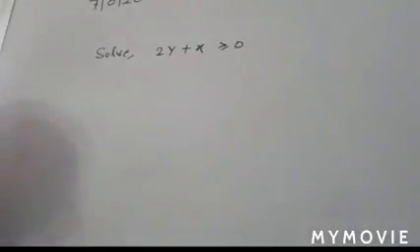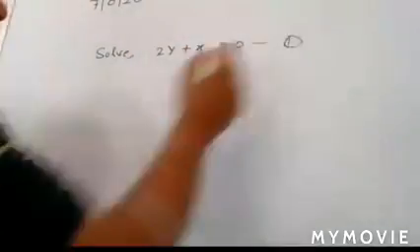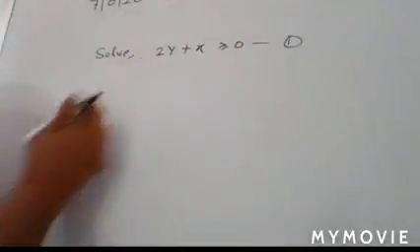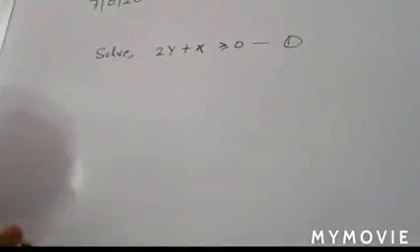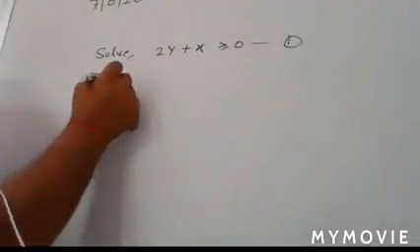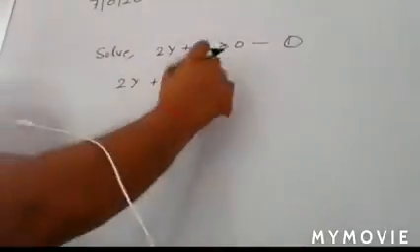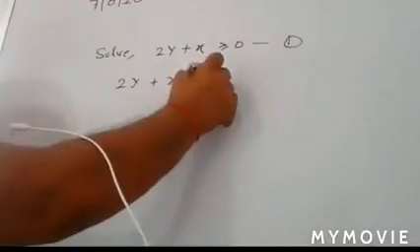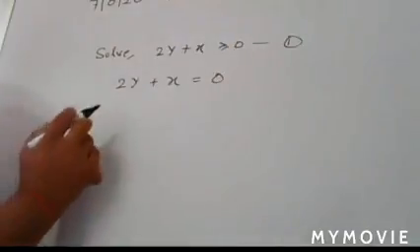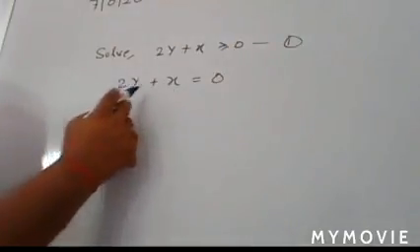Just look at your inequation very carefully. This is not completely in the form of x by a plus y by b is equal to 1. Why am I saying this? Suppose you write the given inequation in the form of an equation: 2y plus x is equal to 0. And you see that if you put 0, 0, it will be satisfied.